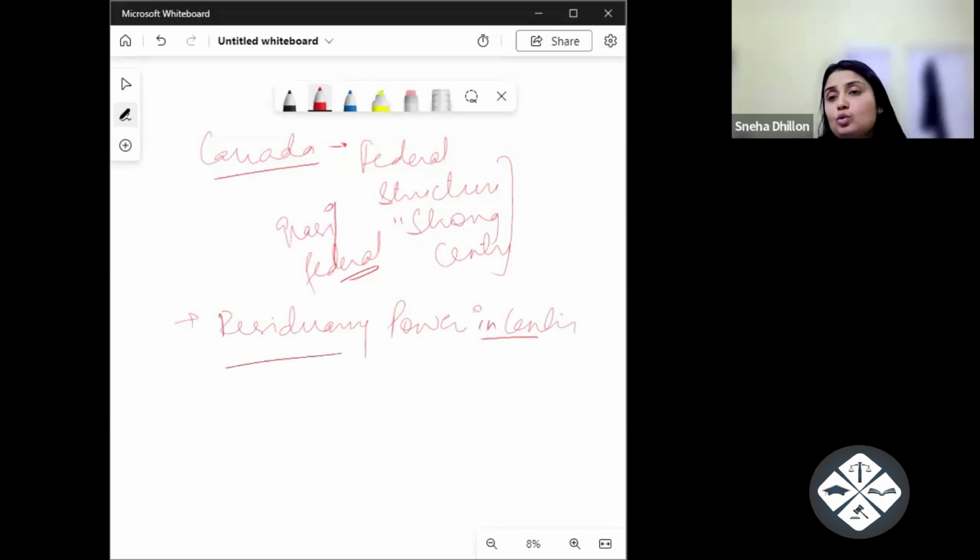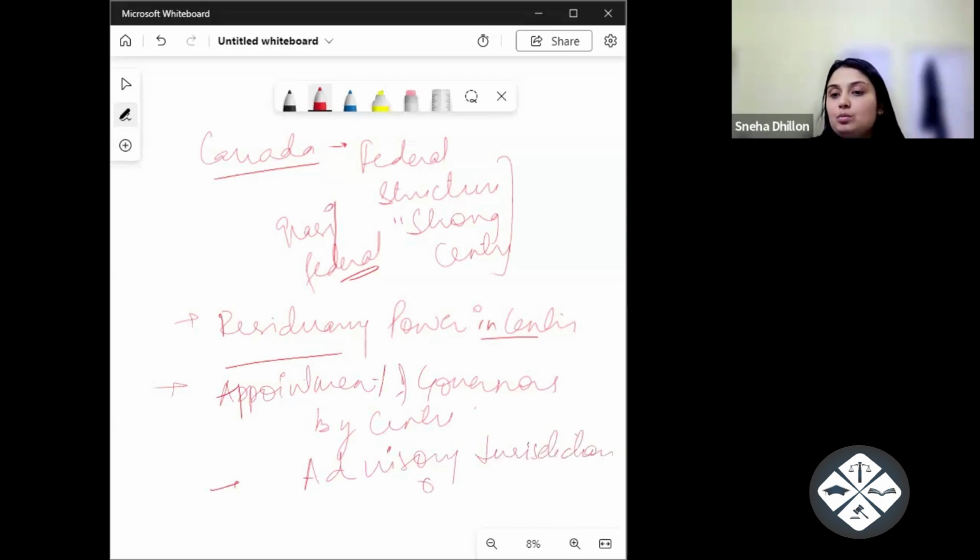Residuary powers means that in case you do not know who has power to make laws on these particular issues, whether the center or the states. So the miscellaneous provisions which are left after deciding the concept of states and union, the residuary powers, they lie in center, and we've taken it from the Canadian Constitution. Then appointment of governors by the center. This idea is also taken from the Canadian Constitution. And the last one, the advisory jurisdiction of the Supreme Court, pertaining to Article 143 particularly.